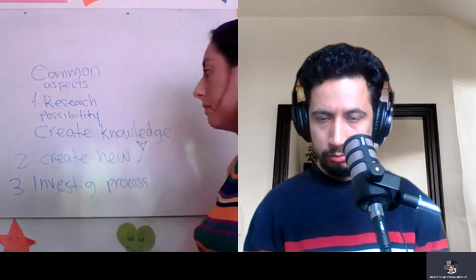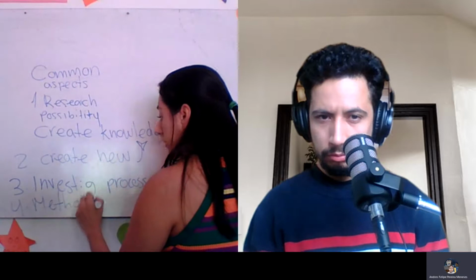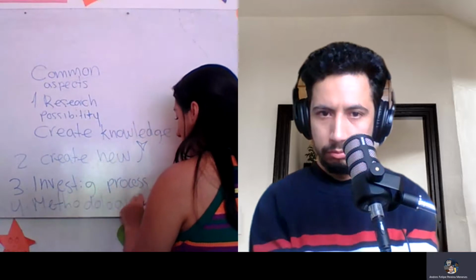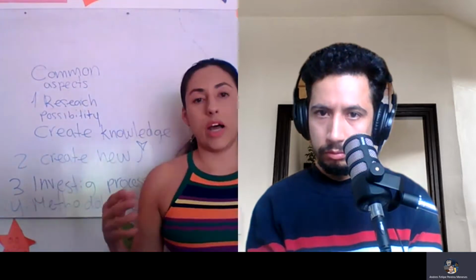And the fourth one is research as a methodological process. It should be grounded on a methodological process. It should be methodological. So this is what the holistic approach to research says. It was born as a response to those restrictive visions that research has put on knowledge, right?